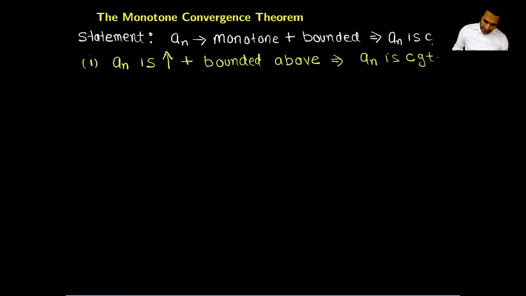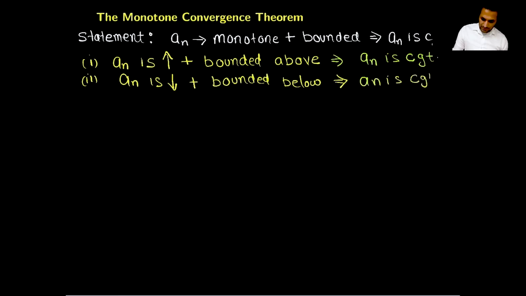And in the second part, if instead of increasing I find that my sequence is decreasing, then all I need to show is that the sequence is bounded below. And then this implies the sequence an is convergent. CGT is the short form for convergent. Now let me consider my first example.